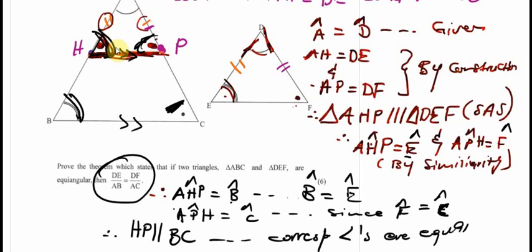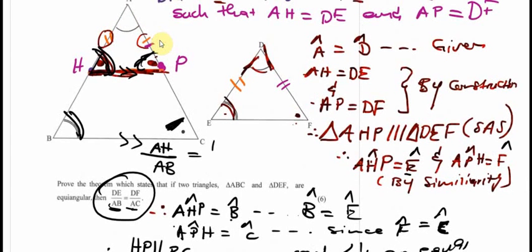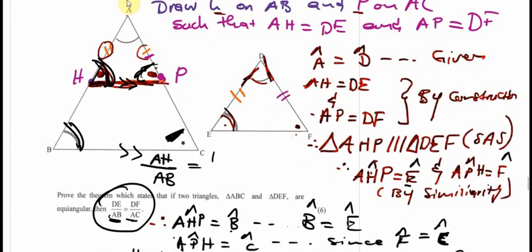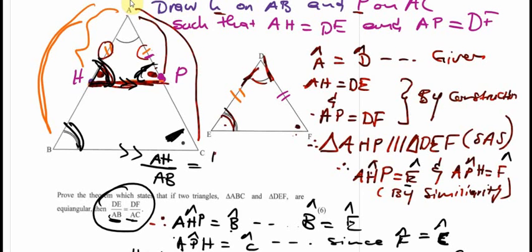So once we did that, what you're going to say is that AH all over the longest side, which is AP, because you want to include it, is going to be equal to your AP all over your AC. You want to include AC.